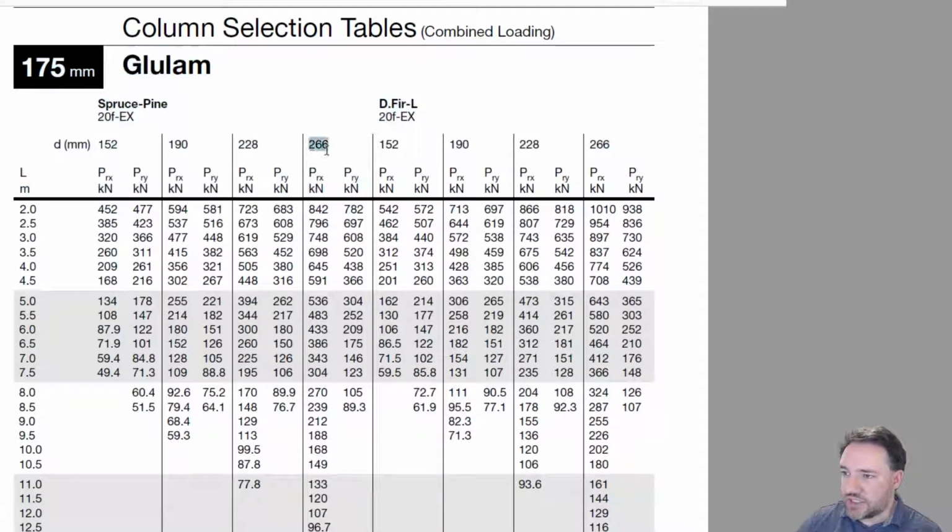Okay, so let's just say we go with 266 for now because 304 is not on the table. So these numbers will be conservative. So here, for my weak axis buckling, my weak axis buckling effective length is 1 meter because we have the mullions restraining it in the out of the page direction. So that's 782, and in the strong axis direction we have 748.